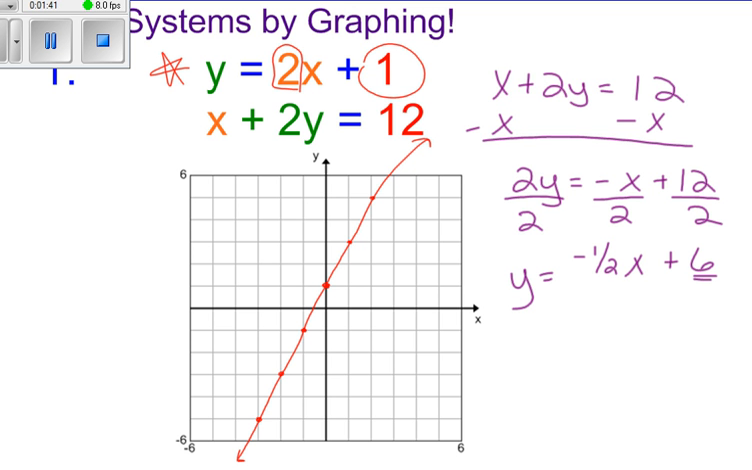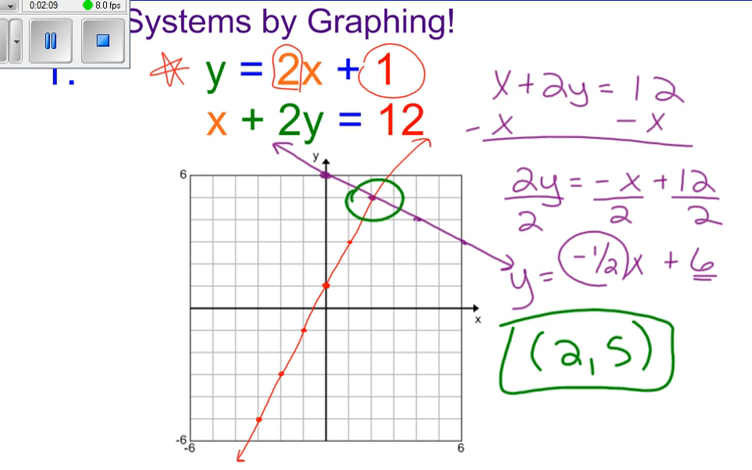My b value is 6, so I put my first point at 6, and then since my slope is negative 1/2, I would go down 1 right 2. Go ahead and connect those dots. And then what we're looking for is where these two lines intersect. So we're looking for this point right here. That's actually going to be our answer. So I would say my ordered pair is 2, 5.